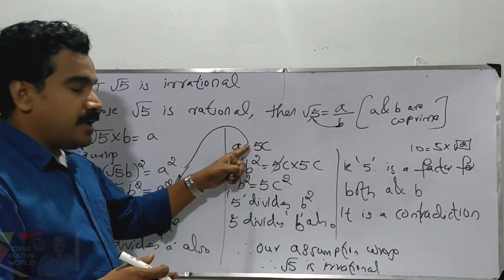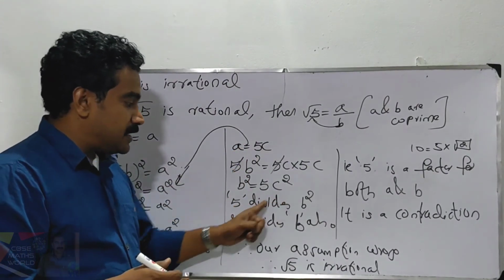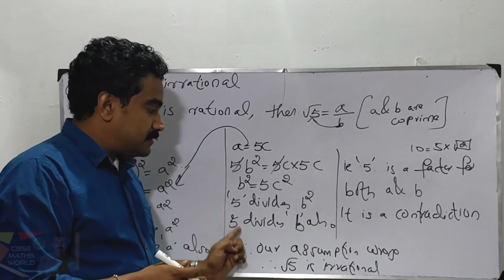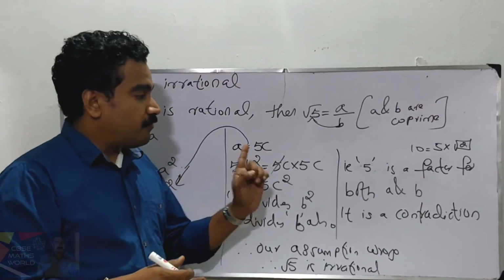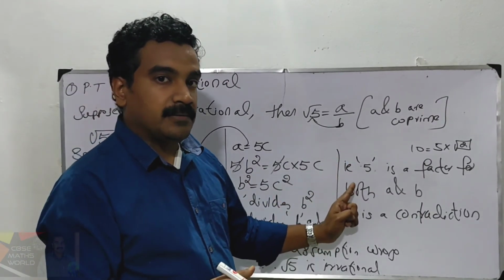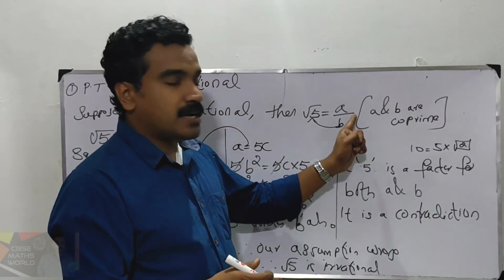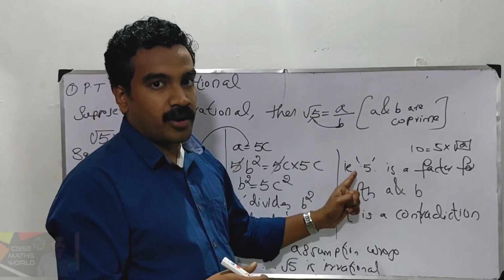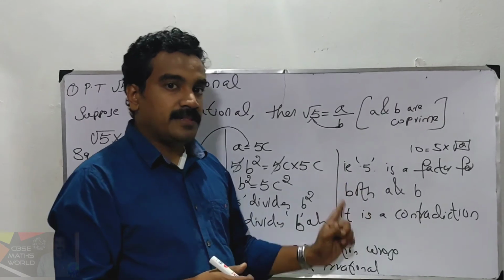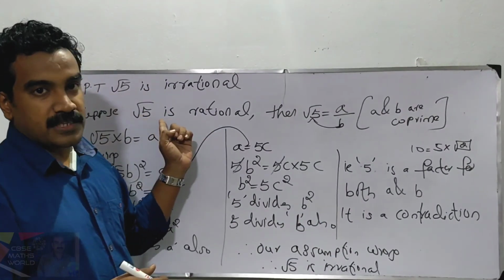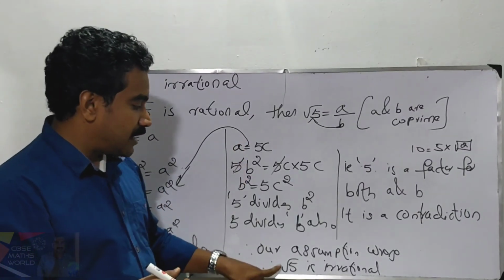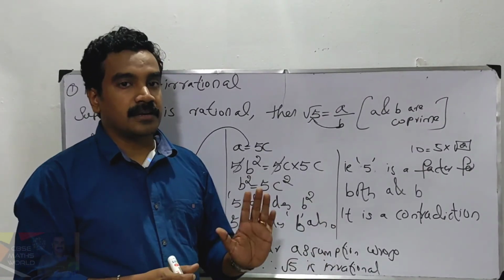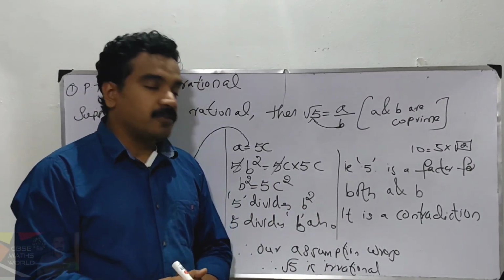Then substitute here a equal to 5c. You will get 5 divides b square, so 5 divides b also. That is, 5 is a factor of b. So 5 is a factor of both a and b. It is a contradiction because in the beginning we said that nothing is common for a and b. Here we are saying that 5 is common for a and b. It is a contradiction. Why did this contradiction happen? Because of our wrong assumption. So we correct our assumption and we write root 5 is irrational. This is the method of solving this question.